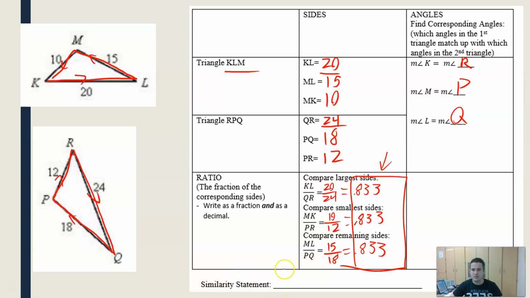So how would I write this similarity statement? I would write triangle KLM is similar to triangle, if I'm looking at the angle between the smallest and the largest sides, RQP. KLM is similar to RQP. These corresponding angles line up in the same order there. So I say those triangles are similar.